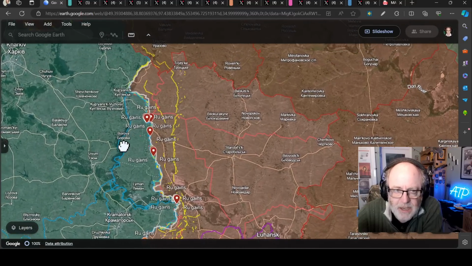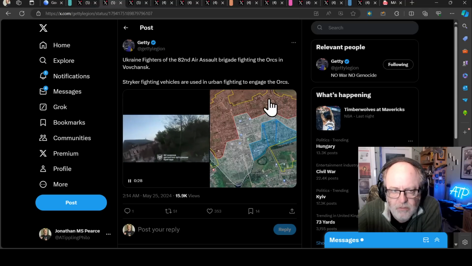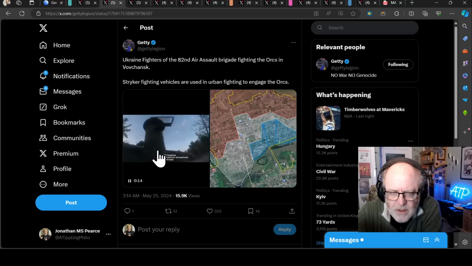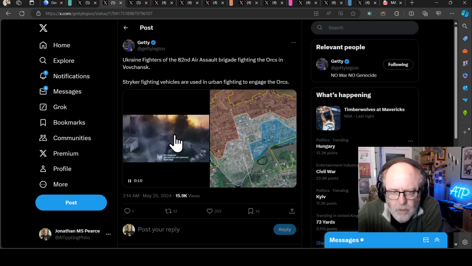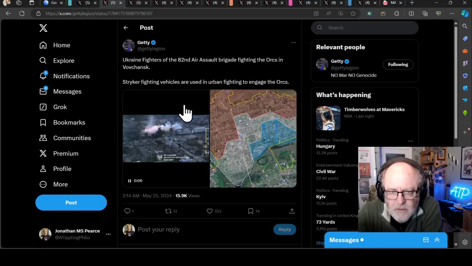Anyway, coming out of that area, we're going to look a little more at Vovchansk, from Getty here. Ukrainian fighters from the 82nd Air Assault Brigade fighting the Russians in Vovchansk. There's videos of Strykers being used, so we've seen quite a lot of newer kit. Strykers are the American armored personnel carriers, and they have different elements on top, so you can have Strykers with guns and whatnot. That is a guy poking out the top with a Javelin, blowing up something in the distance.